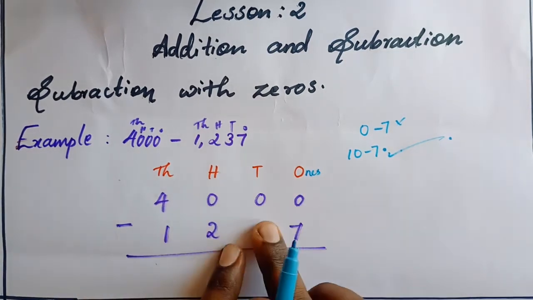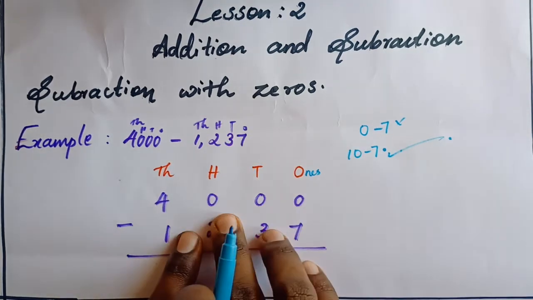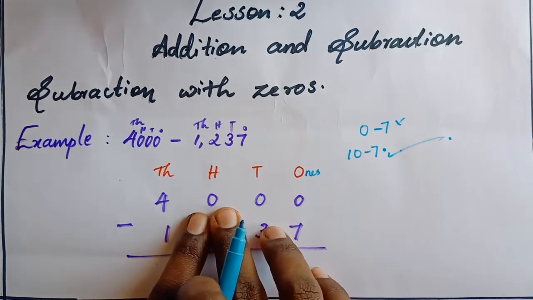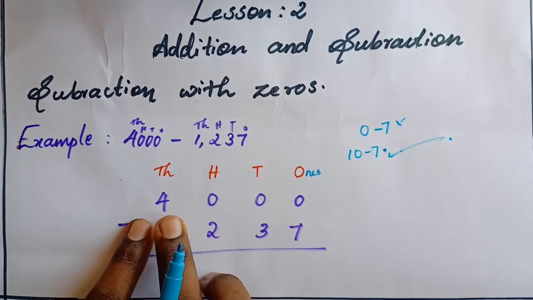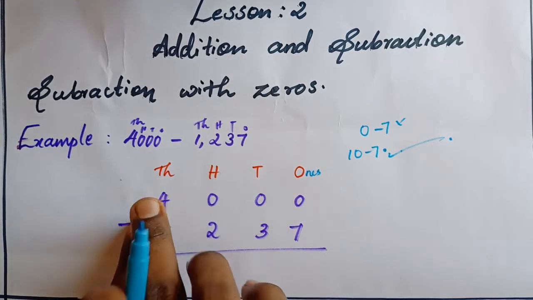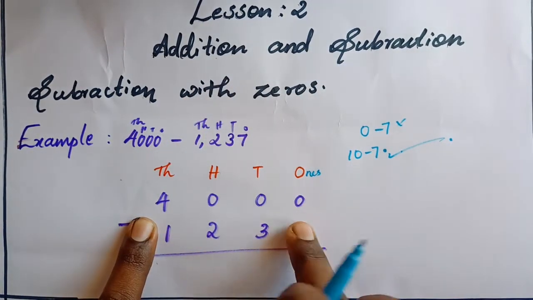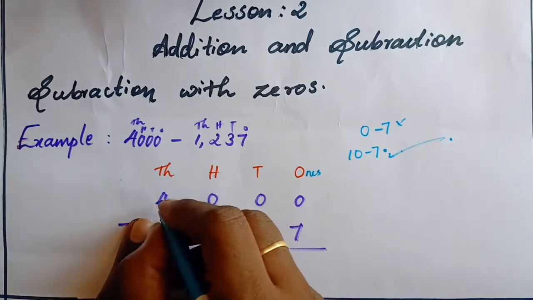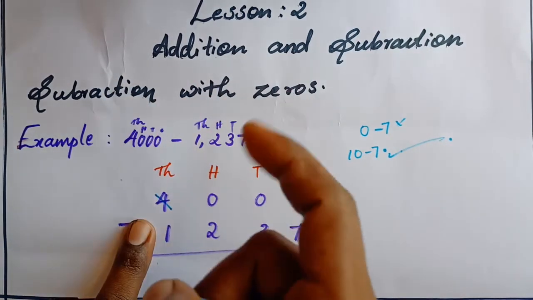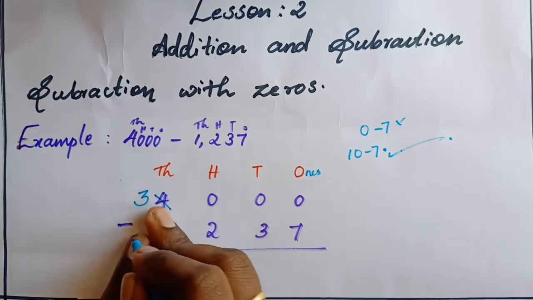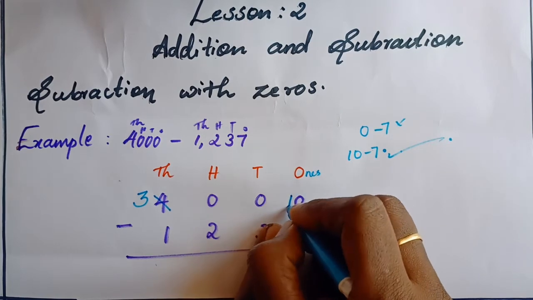So come to the neighbor of ones. Here also 0. Here also 0. So we can't borrow from tens and hundreds. So we can borrow from 1000. So borrow 1 from the 1000 to the ones. Cut the 4. We are going to borrow 1. So 4 minus 1 is 3. Here we are borrowing 1 to the ones. So it comes as 10.